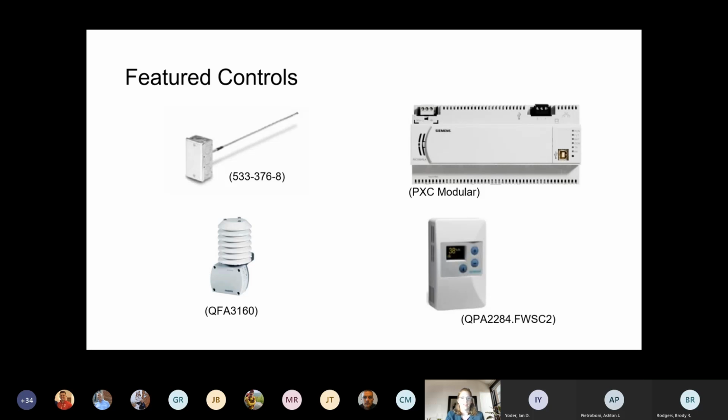The QFA3160 is a Q-series outdoor control that monitors the air conditions, critical environment, relative humidity, and temperature. It is located outside of the system and provides external data. The QP series, FWSC2, communicates with room sensors for use with Siemens terminal equipment controllers, otherwise known as room sensors. These controls are required throughout the system, one in every room.